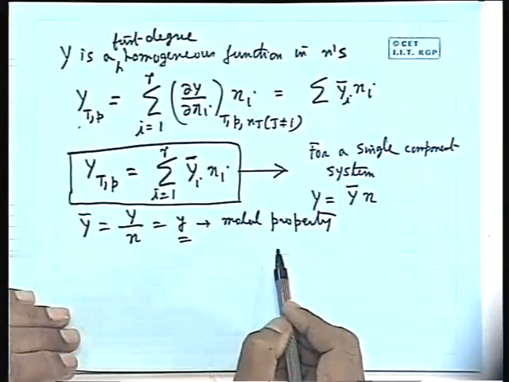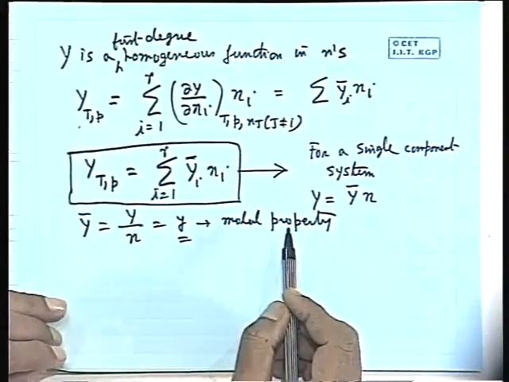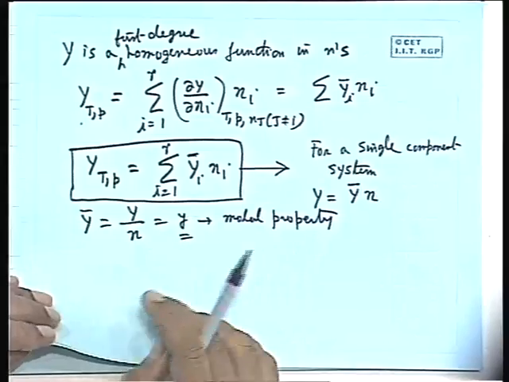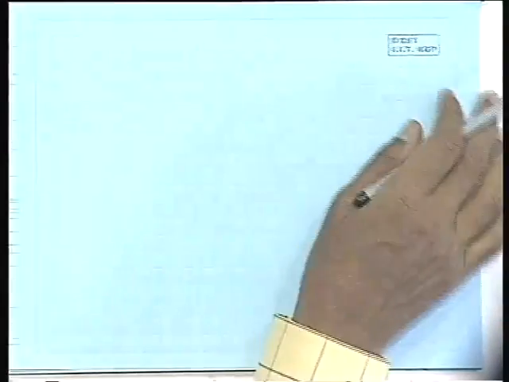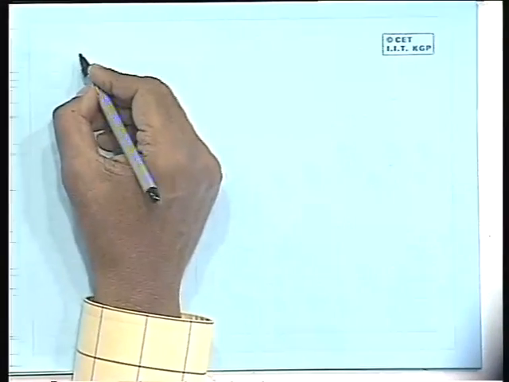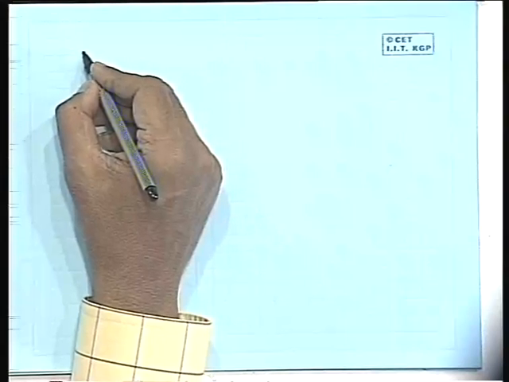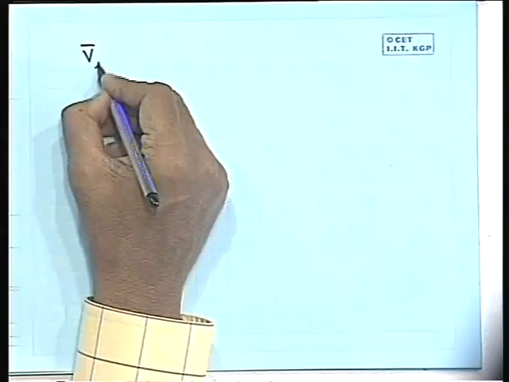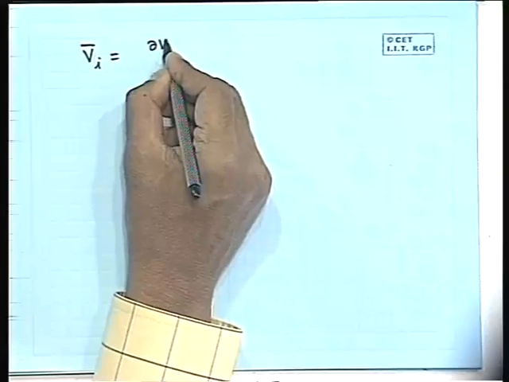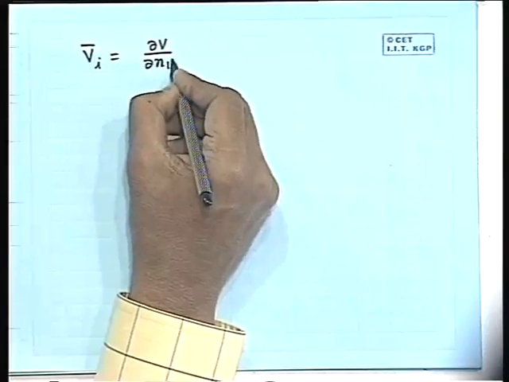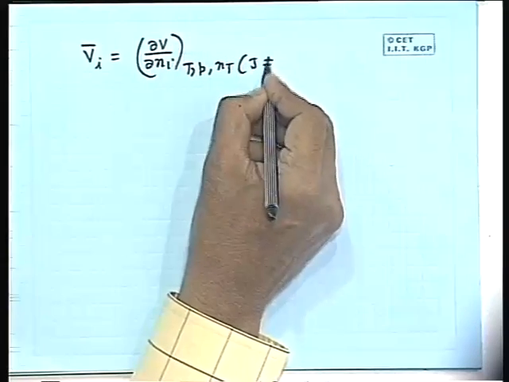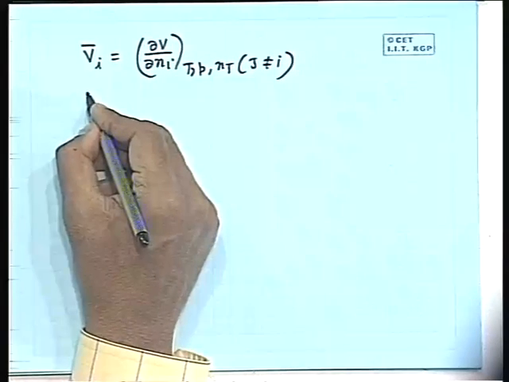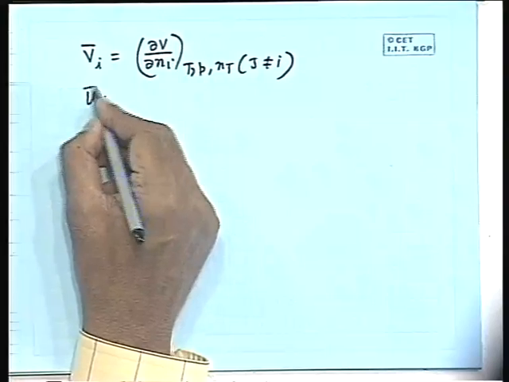This is a very, very important relationship for a multi-component system, for which for a single component system we get this. Now, with this as the definition of partial molar property, we just write the partial molar properties for different extensive properties. For example, we start with the partial molar volume. For an ith component, we can write del V by del n_i at T, P, n_j, j not equal to i. Similarly, for U, we can write U bar_i for an ith component.